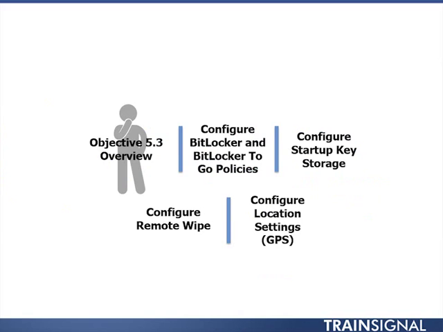This is for the Microsoft 70-687 certification exam, configuring Windows 8. This maps to Objective 5.3, which has 4 sub-objectives. Configure BitLocker and BitLocker to Go policies, configure startup key storage, configure remote wipe, which doesn't really exist, and configure location settings, which is so easy it doesn't seem like they should bother with it. But that just means it'll be an easy lesson for you. Let's get started.